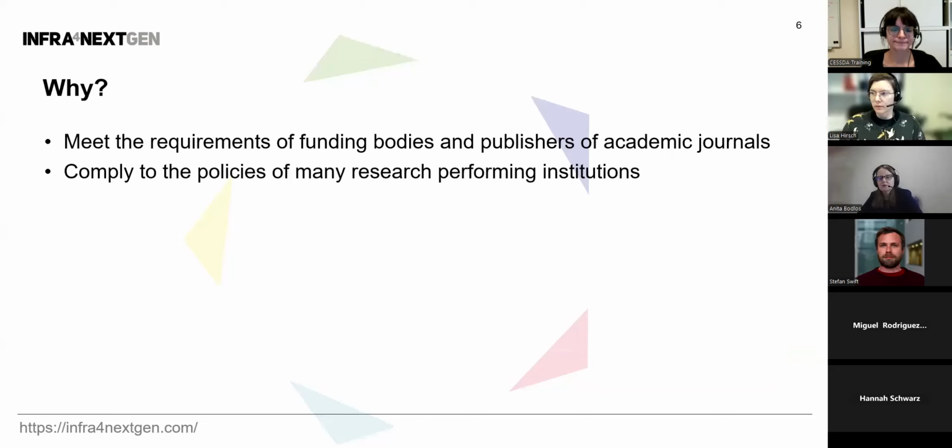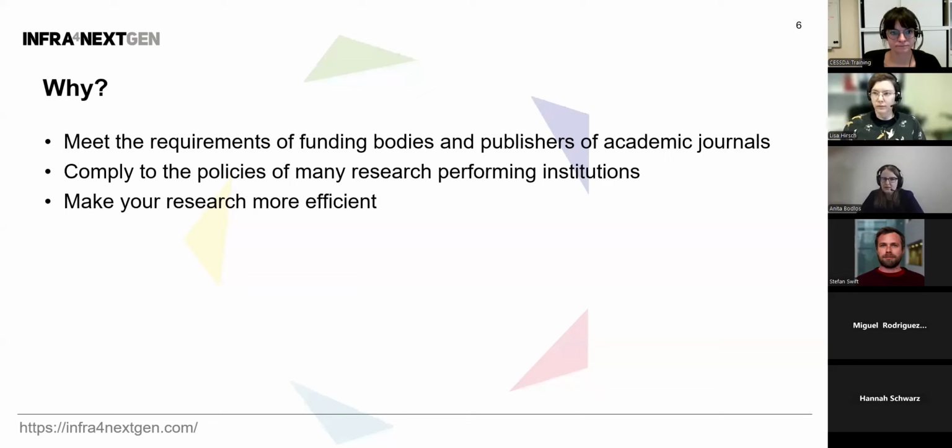Second, many research performing institutions, many universities, have policies in place regarding research data management. And if you follow the guidelines, you can comply with these policies. For instance, many universities require researchers to archive the research data for at least 10 years.